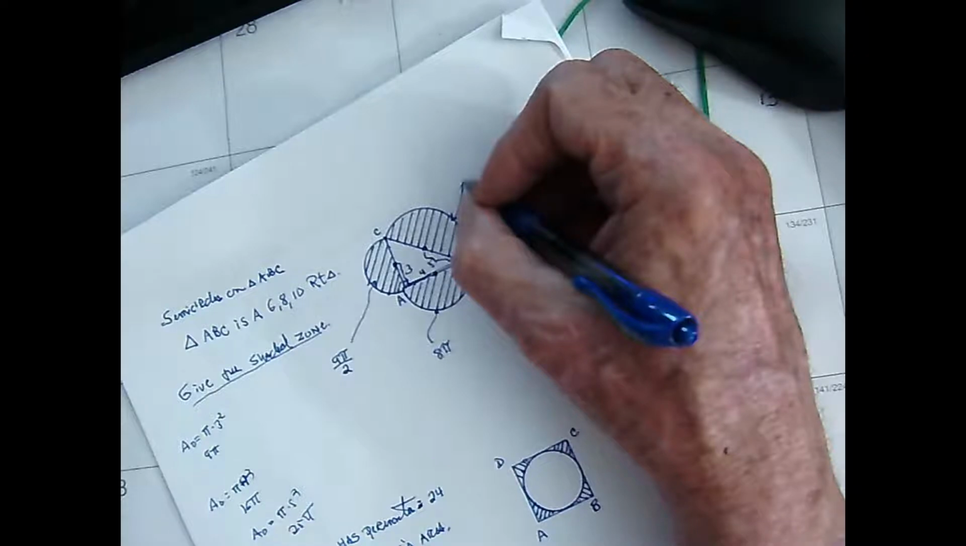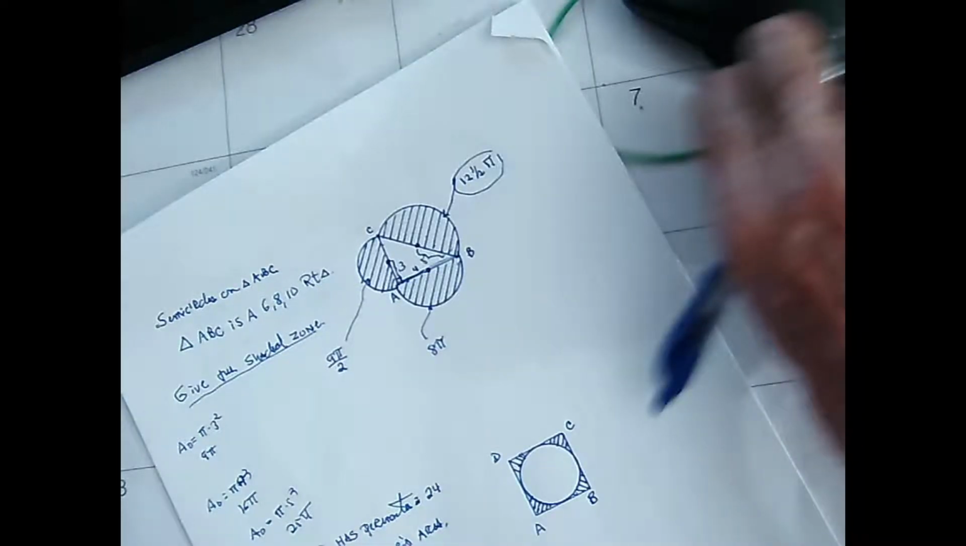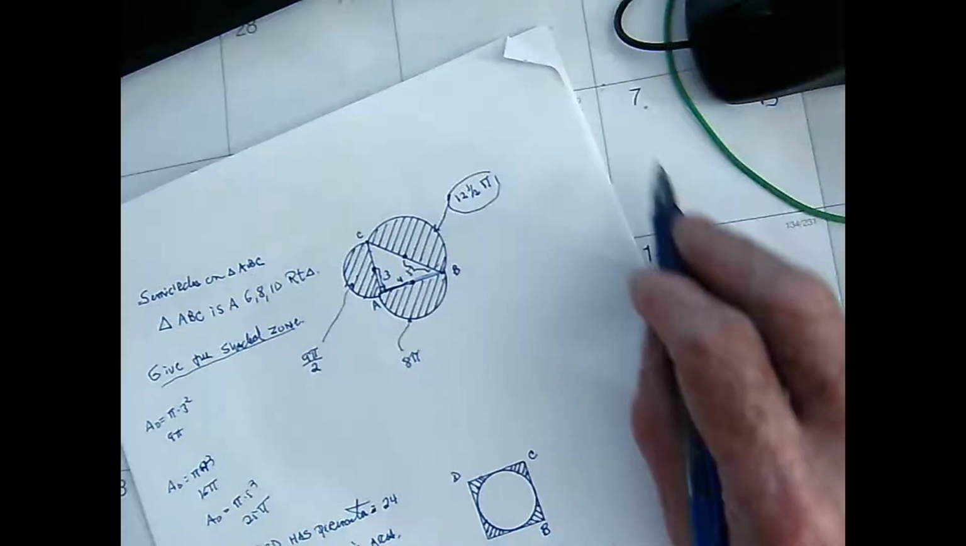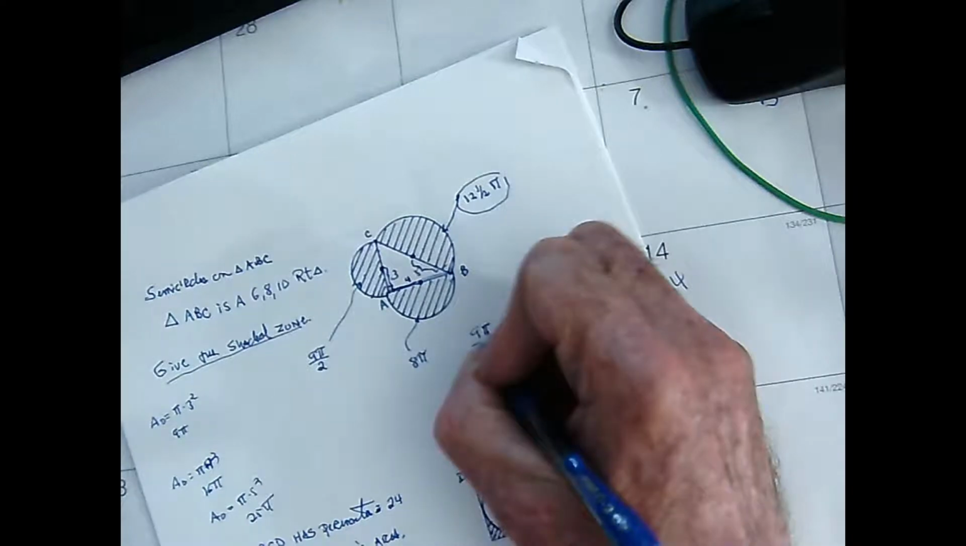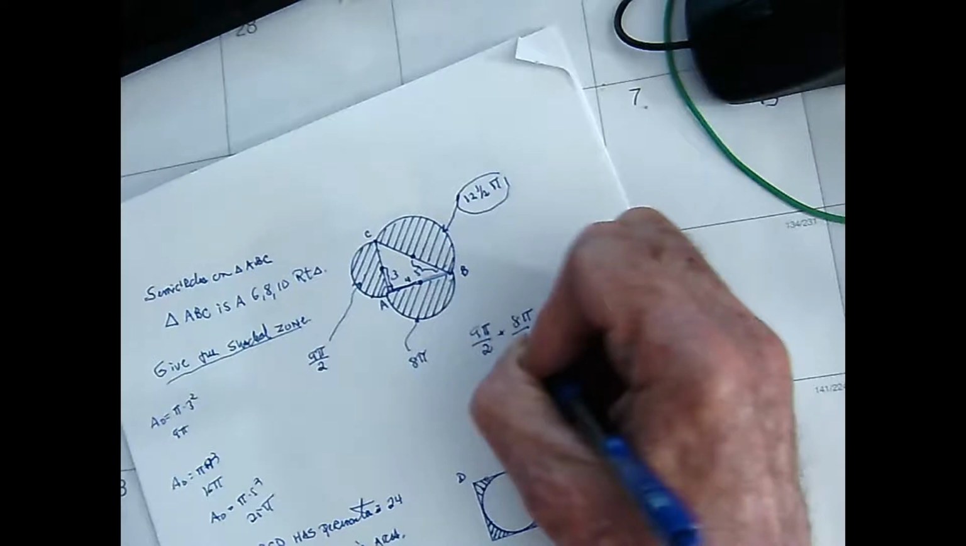1/2 of 25 pi. And here's something I know to be true that is very interesting. The area of this semicircle plus the area of this semicircle will always equal the area of the larger semicircle. You check on that. 9 pi over 2 plus 8 pi over 1. Is that equal to 12 and 1/2 pi?